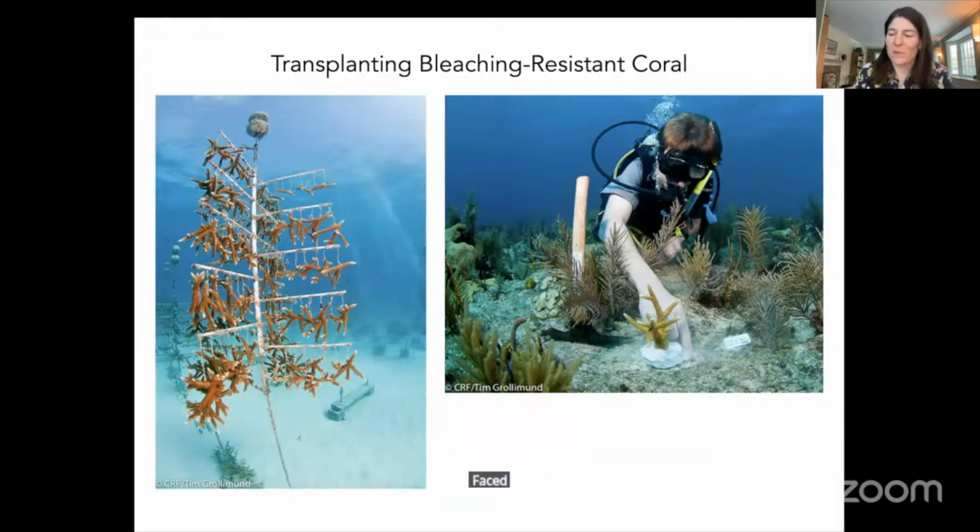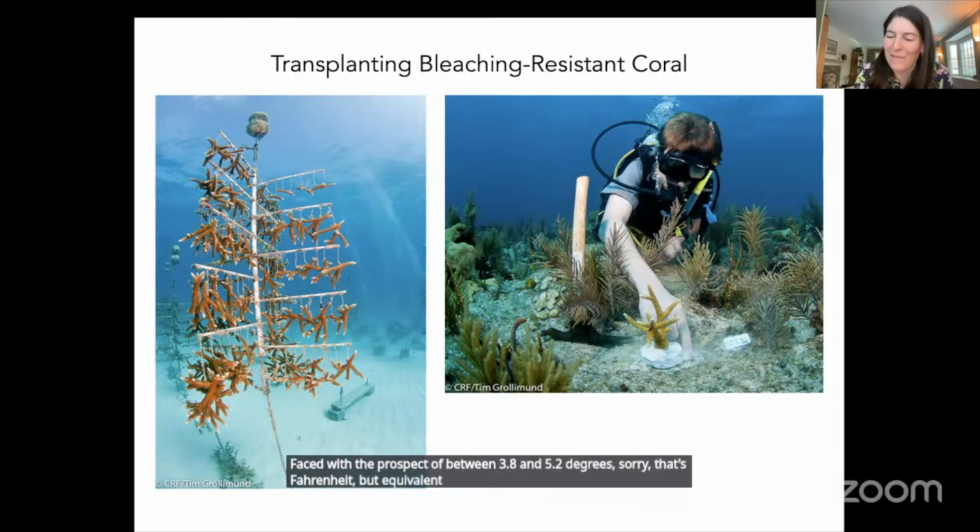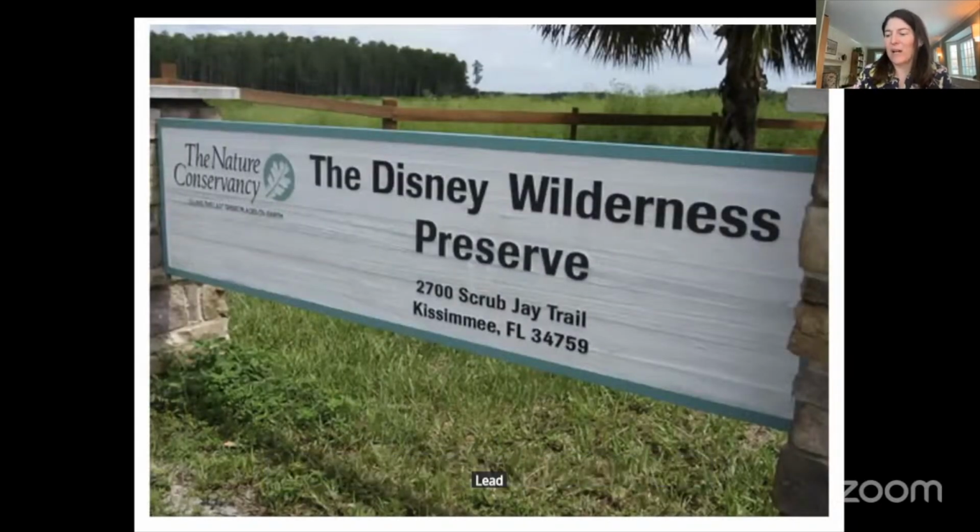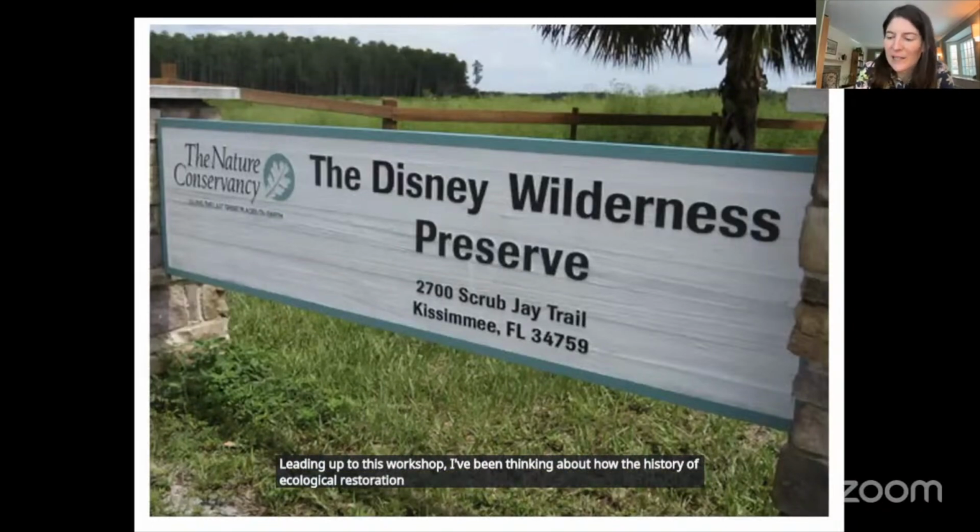Faced with the prospect of between 3.8 and 5.2 degrees, sorry, that's Fahrenheit, but the equivalent in Celsius, of average temperature increase by 2100, what does it mean to care for a wild species? What does it mean to design a wild ecosystem? Leading up to this workshop, I've been thinking about how the history of ecological restoration could inform art and cultural heritage conservation, but I think there are also many ways in which art and cultural heritage conservation can and should inform ecological restoration.